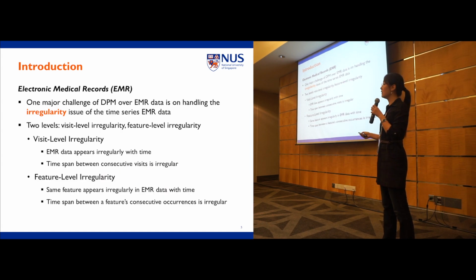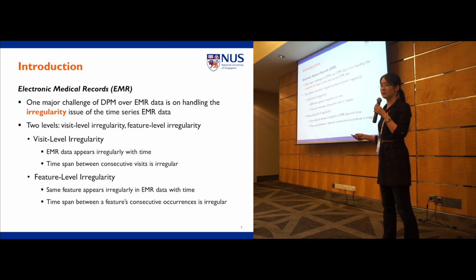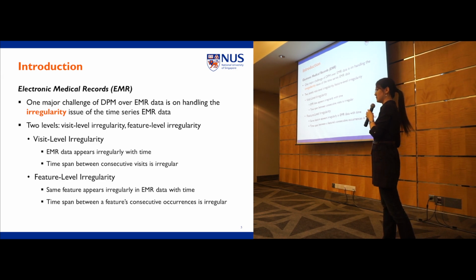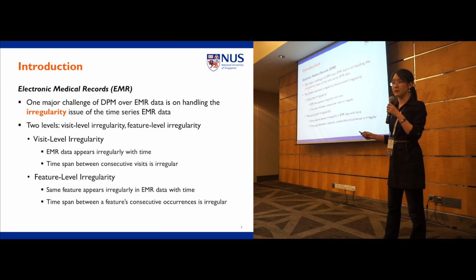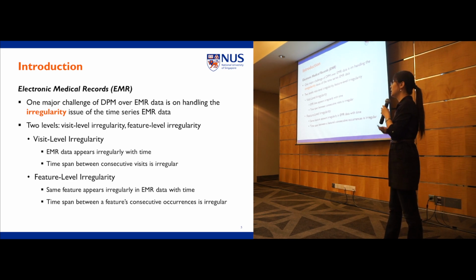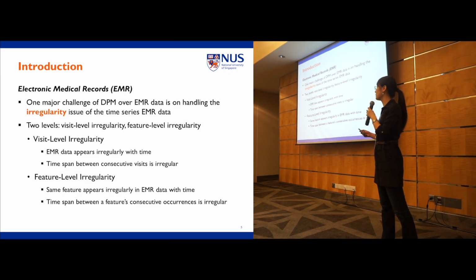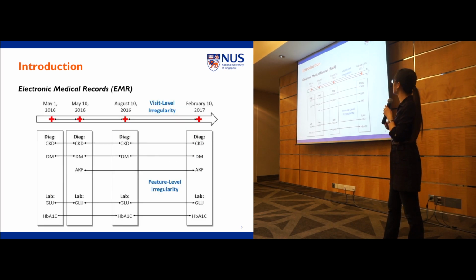When we employ the disease progression modeling over the EMR data, one major issue is the irregularity issue over the time series data. And there are two levels of irregularity, the visit level and the feature level. The visit level irregularity means that the visits are very irregularly spanned with time, and the time span between consecutive visits is very irregular. And the feature level irregularity means that the same feature appears irregularly in EMR data with time, and the time span between a feature's consecutive occurrences is irregular.